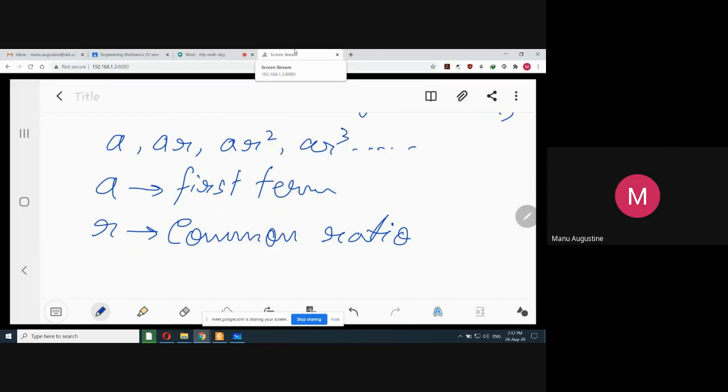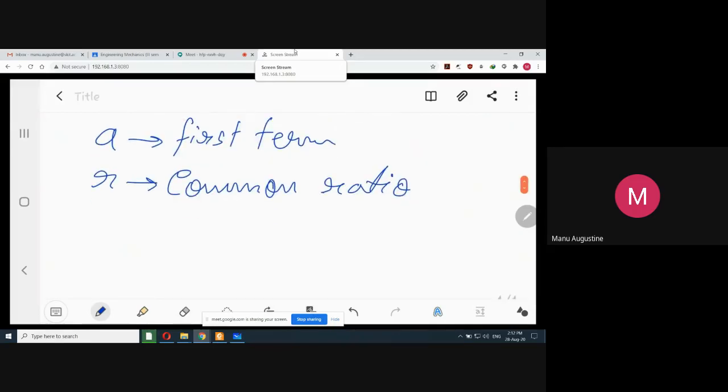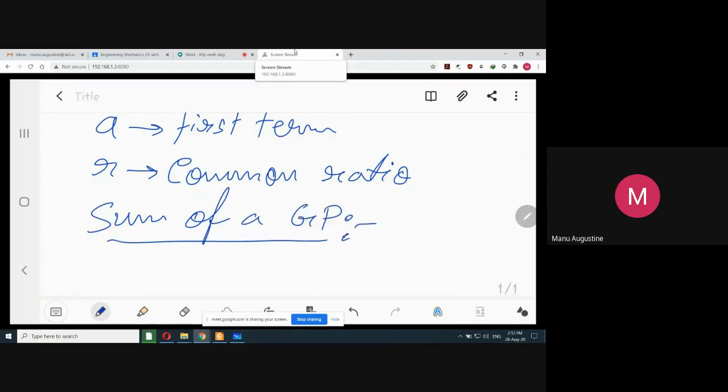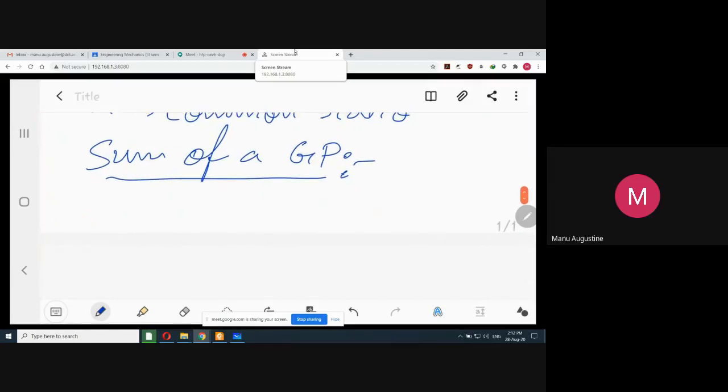and then again in your early mathematics classes in your school days, you learned the sum of a geometric progression is given by a standard formula. So again, we have to recall that formula. What is this? The sum of the geometric progression, sum of n terms.